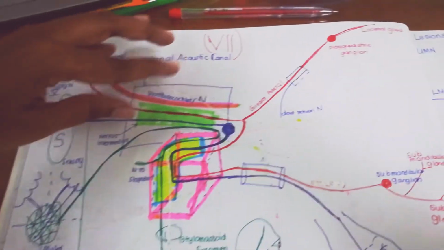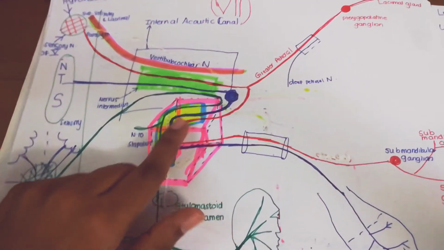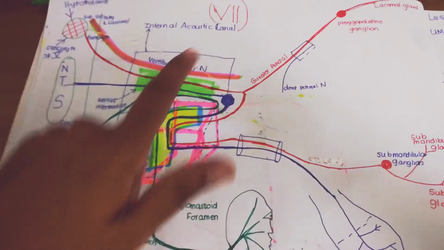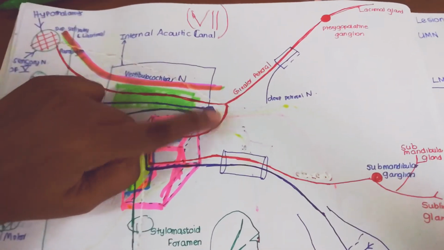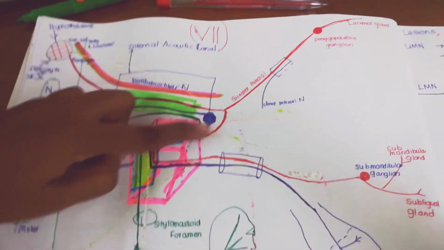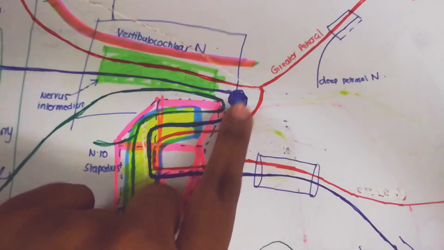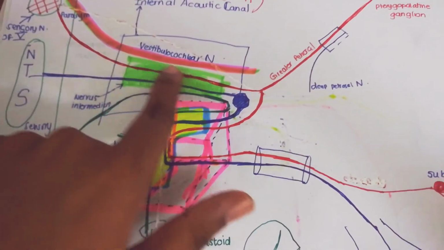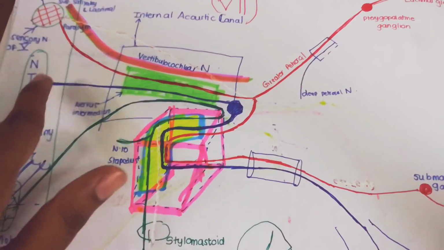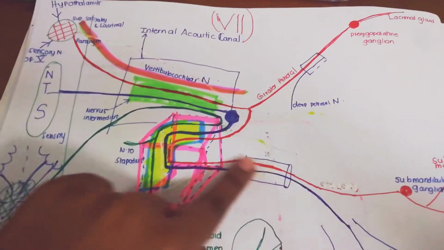Then from the internal acoustic canal of the internal ear, it reaches this box. This box we call the middle ear. At the junction between the middle ear and the internal ear, you have a genu. This genu is like a bend, that's why we call it genu. What is this genu? This is because of the geniculate ganglion. Now remember, geniculate ganglion is actually the ganglion of your sensory nerve, the nucleus tractus solitarius, the sensory nerve. Okay?